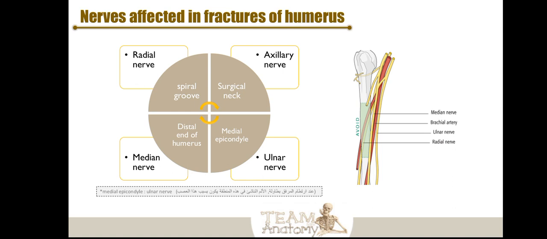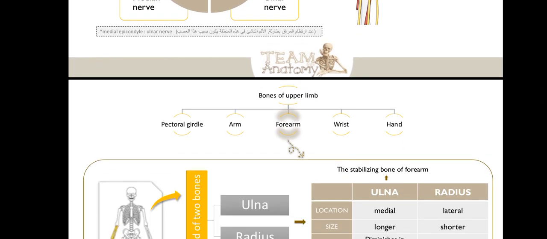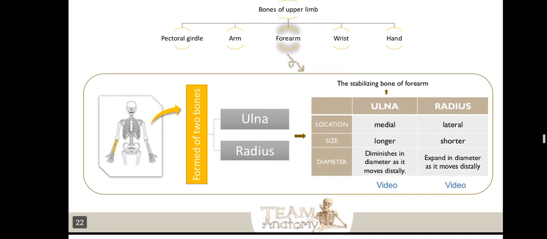The medial condyle, the ulnar nerve courses on the medial condyle. That's why they call it the funny bone. When you touch your medial condyle, you actually get to feel some funny sensations, okay? Now we are done with the arm. We are going to the forearm.